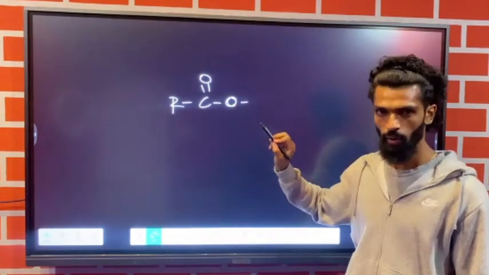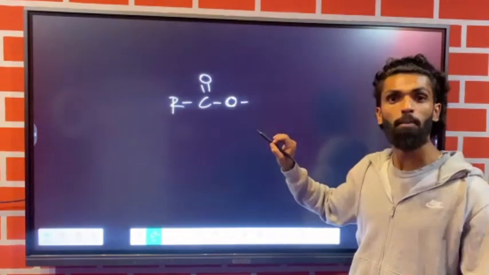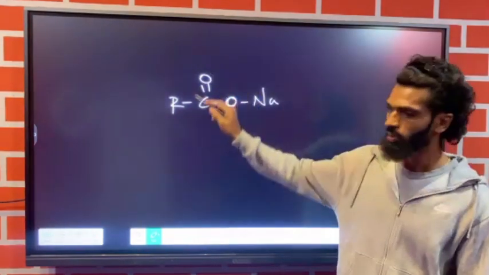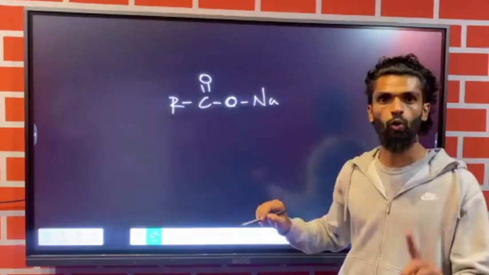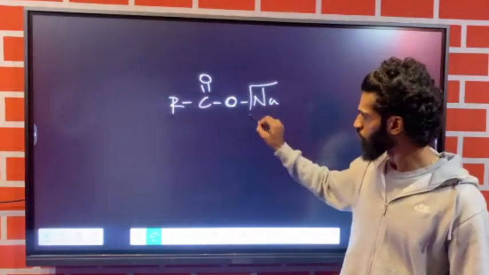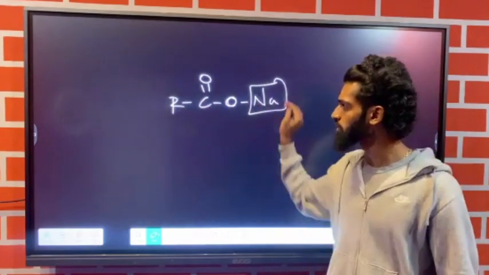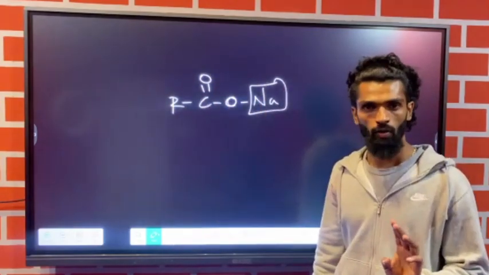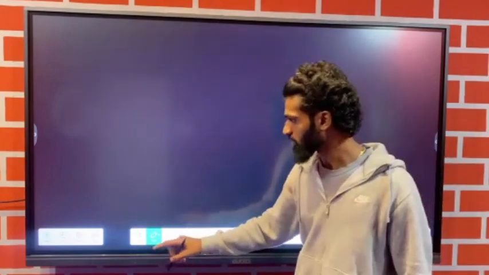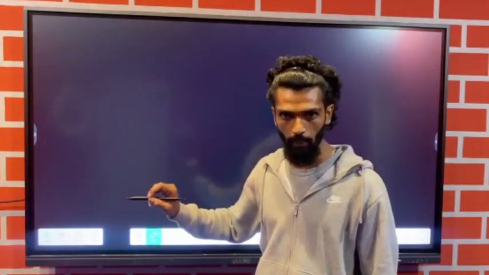I'll put one bond. If I write some metal, for example sodium, you know what this will be called? It will be called the sodium salt of carboxylic acid. That's the whole point. Using this only, I'll be trying to get the answer. Now, how do we start off? We use the sodium salt of carboxylic acid.